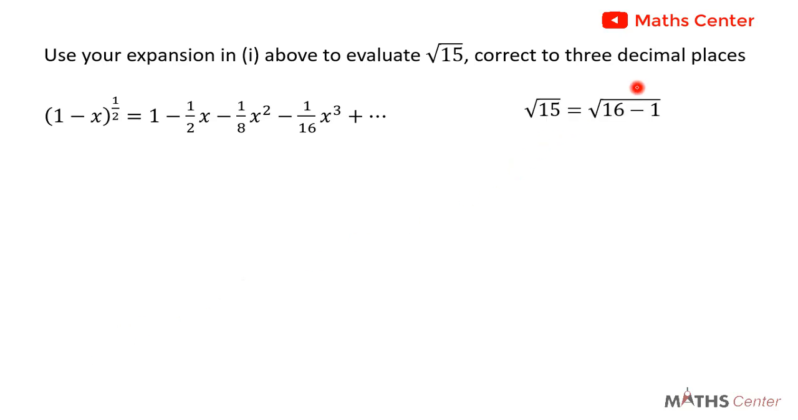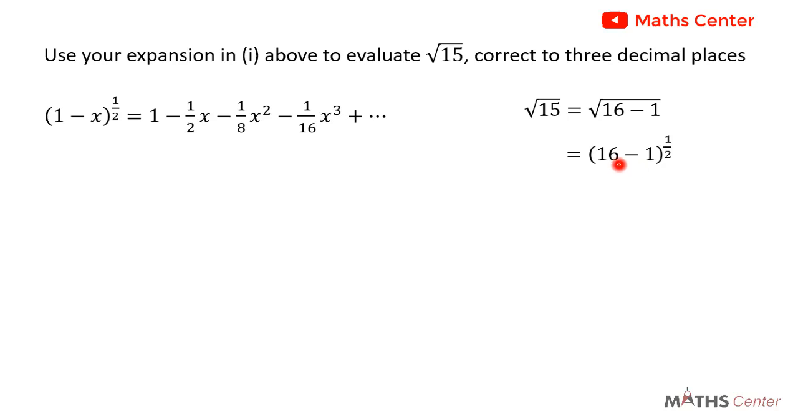Okay. We know that the square root of 15 can be written as the square root of 16 minus 1, since 16 minus 1 gives us 15. Now this is the same as (16 - 1) exponent half. The value of x that we are going to substitute in here should be less than 1. So it means that we have to do something about this.